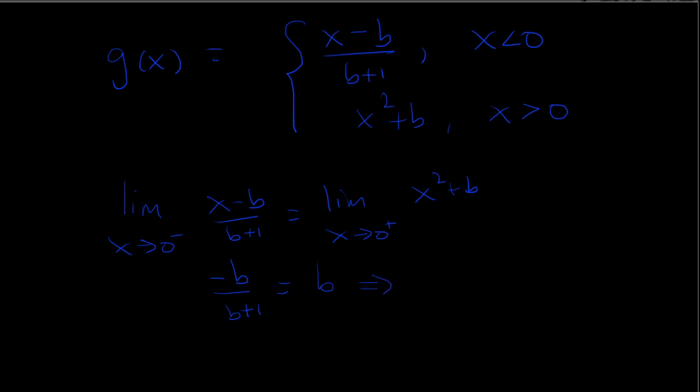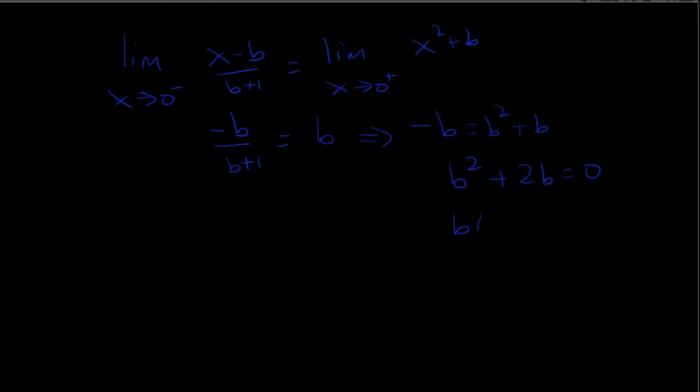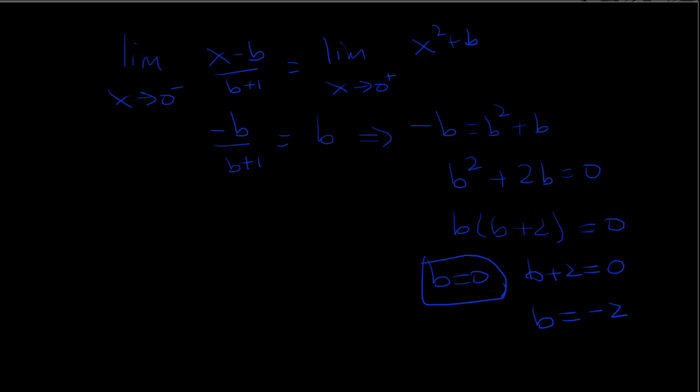So I'm going to multiply by the b plus 1 to get negative b equals b squared plus b. And that's going to be b squared plus 2b equal to 0. Factor out a b, I get b times (b plus 2). And now I want b to be 0 or b plus 2 to be 0. So that means b has to be 0 or negative 2. So I'm going to get two different answers here, and both of these will make it continuous.